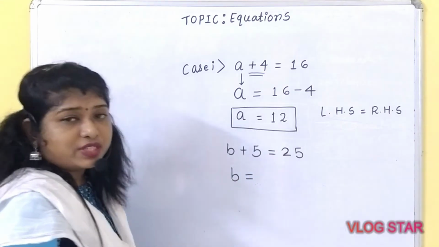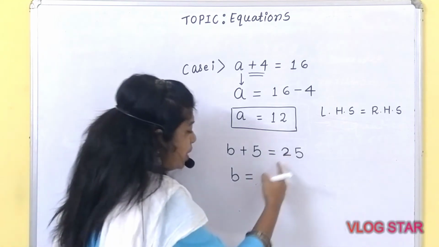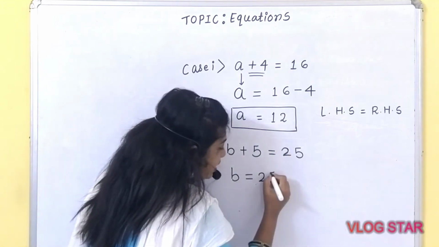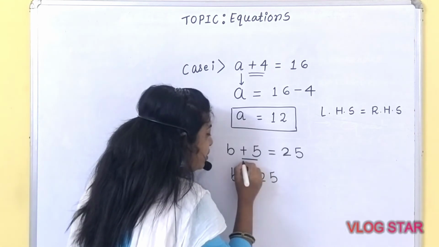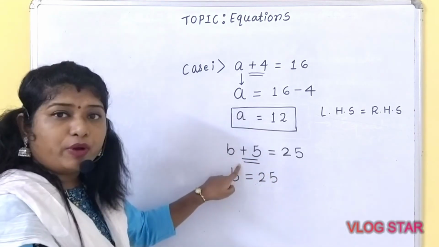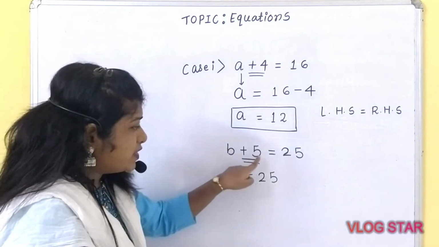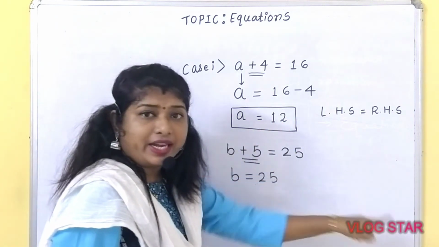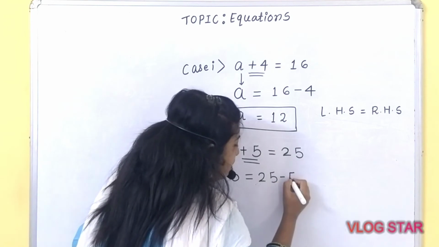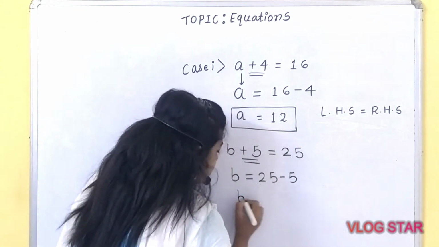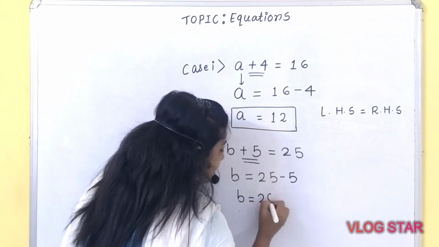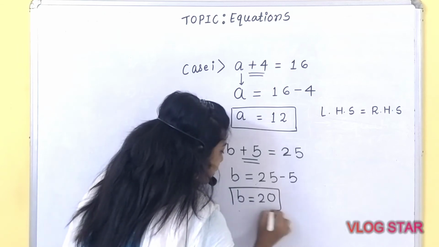What would be the next procedure that you need to follow? You have to write down the right hand side term as it is, and then you need to decide depending upon the case. So case number 1 is, if it is plus, so plus 5, if you are going to shift it to the right hand side, it will become minus 5. So what is the value of b? You will get b is equal to 20.